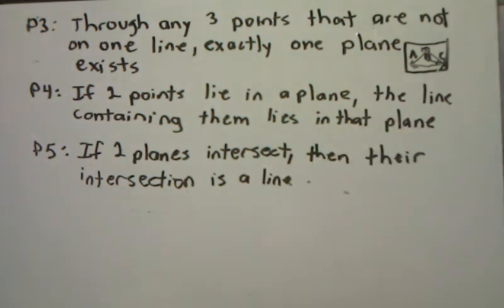Postulate 5 says if two planes intersect. Okay, so this is the one that talks about two planes. So postulate 5 is the one that talks about two planes.